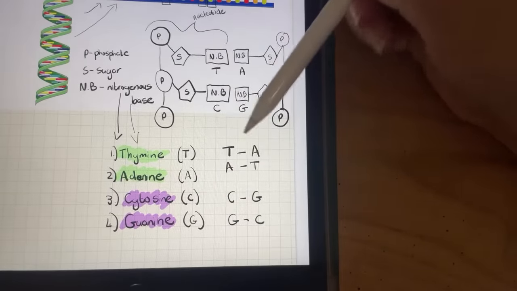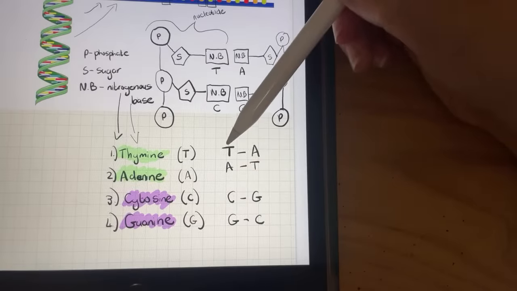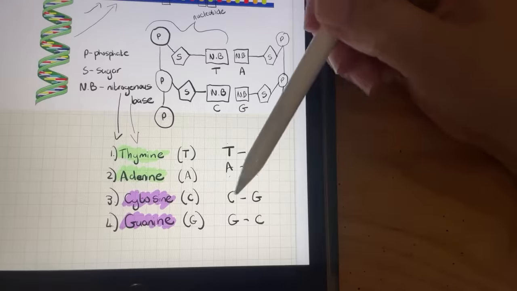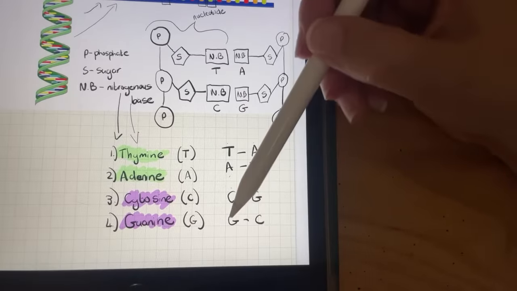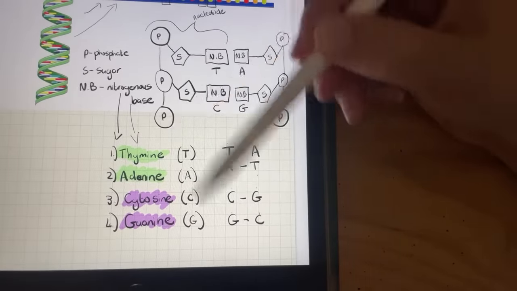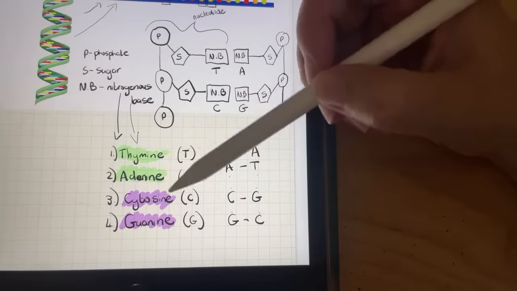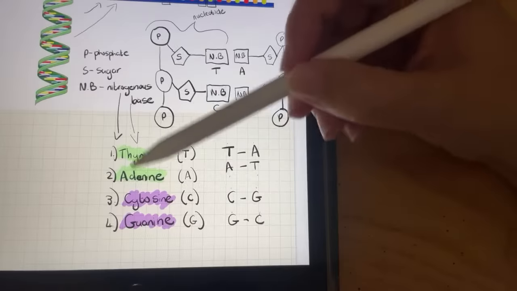And these are how they partner together. T always joins with A, or A joins with T. C joins with G, or G joins with C. They never mix with one another. In other words, cytosine will never join with any of these two, and guanine will never join with these two, and vice versa.